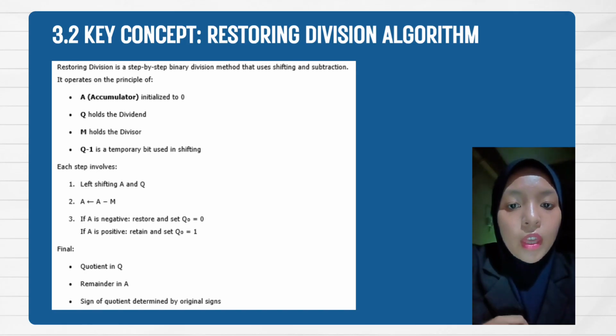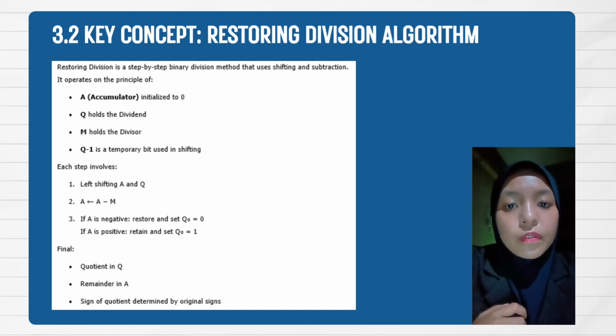We start with A equal to 0 as the accumulator. Q holds the dividend and M holds the divisor. A temporary bit Q minus 1 is used for shifting. Each step includes, first, shift left the A and Q registers. Second, subtract M from A, so A becomes A minus M. If A becomes negative, we restore it by adding M back and set Q0 equal to 0. If A stays positive, we retain it and set Q0 equal to 1.